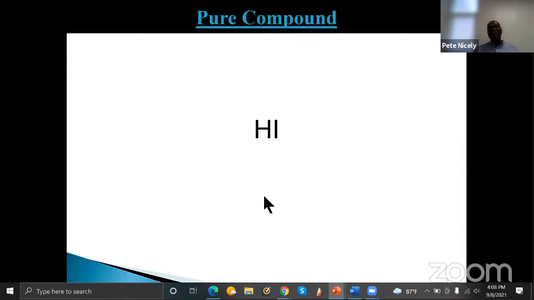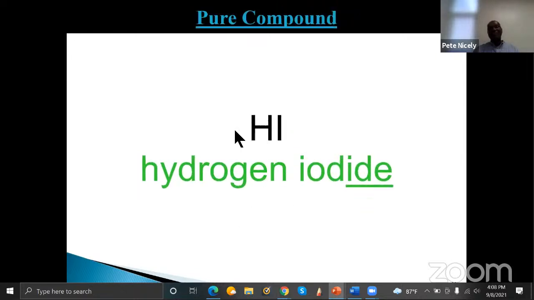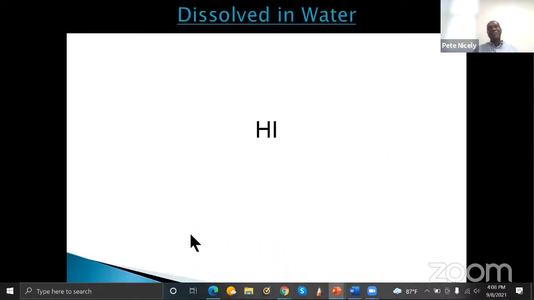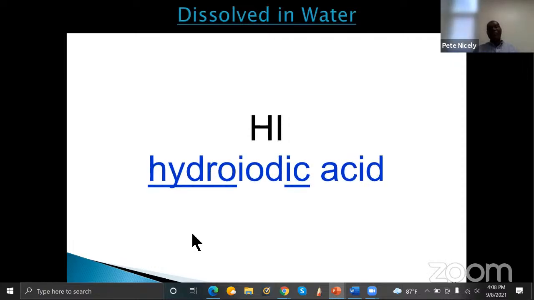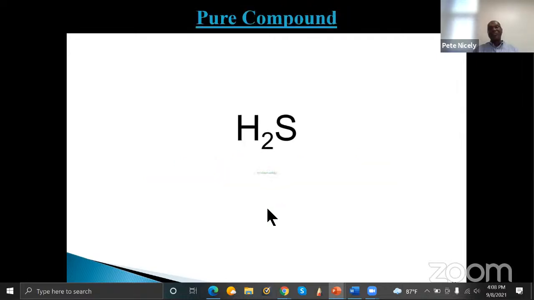Okay, here's another example, right? This compound, before you add it to water, is called hydrogen iodide, all right? Hydrogen iodide. So when you add this to water, it now becomes hydroiodic acid. Again, hydro starts off with, then iod, then ic, and then acid. Okay, I think I have two more examples lined up.